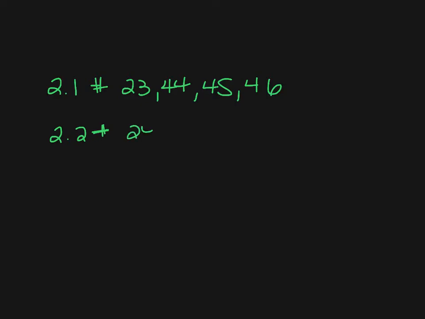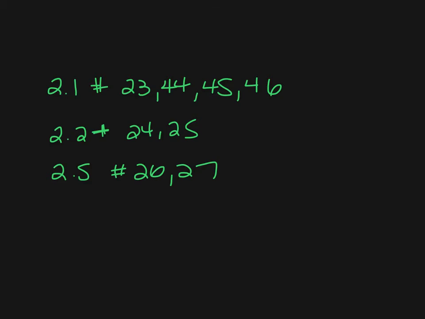So for chapter 2, section 2.1, are questions number 23, 44, 45, and 46 from your packet. 2.2 can be found in numbers 24 and 25. And 2.5 are numbers 26 and 27. I'm gonna continue the video to cover chapter 3 as well.